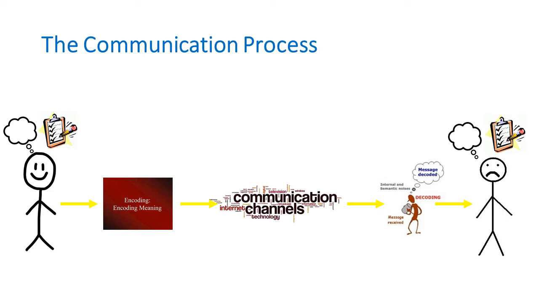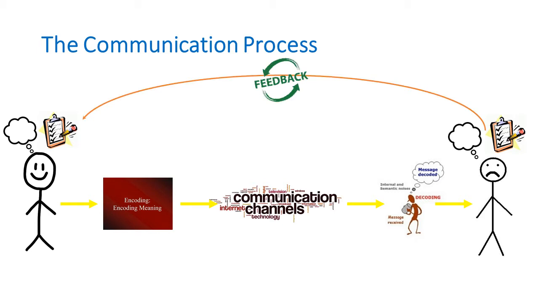Now, this does not end the process. This is only halfway through. What I need to know as a sender is that you received it, and hopefully you understand the message and its meaning as I wanted you to. So we put in the feedback phase. The feedback phase is what you as the receiver of the message are going to do. You're going to provide me with some idea that the message was first received and that it was understood.